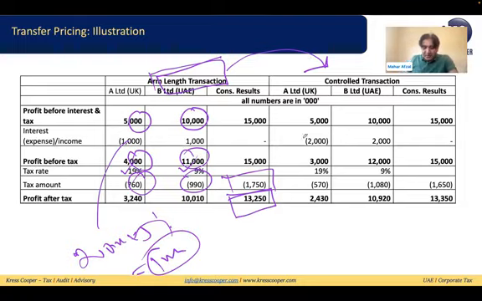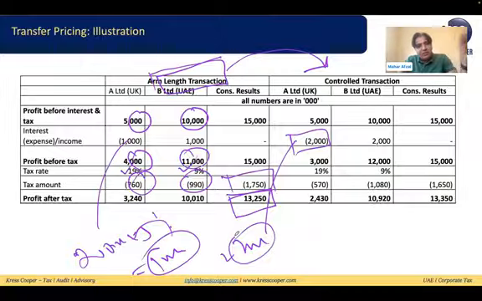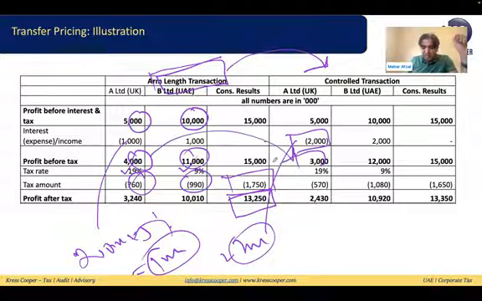So once they have controlled the transaction, the interest expense of the UK company has gone to 2 million. Initially it was 1 million. The arm's length interest was 1 million. Now the controlled transaction interest is 2 million. The profits of the UK company have been reduced from 4 million to 3 million.